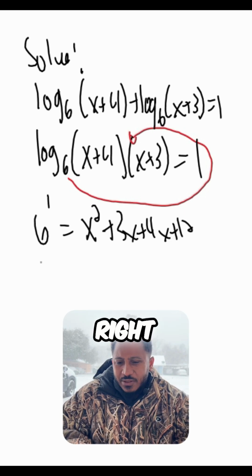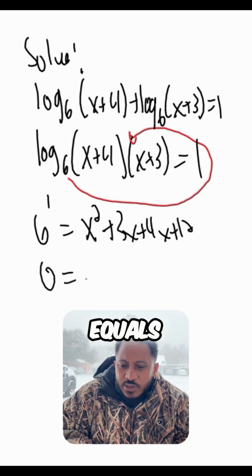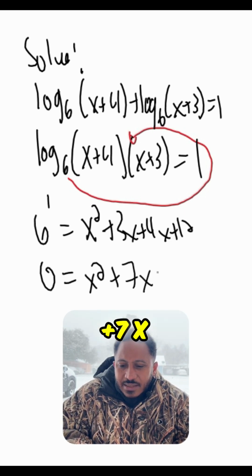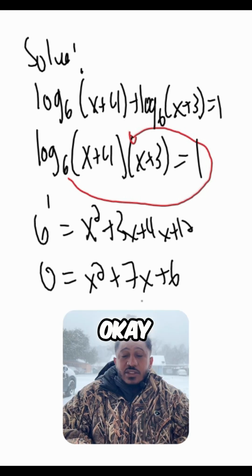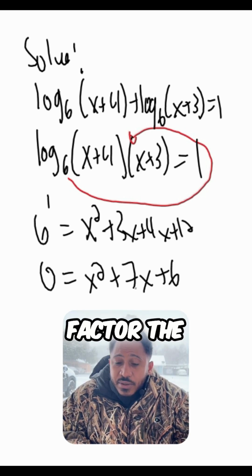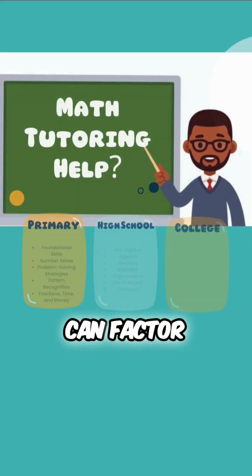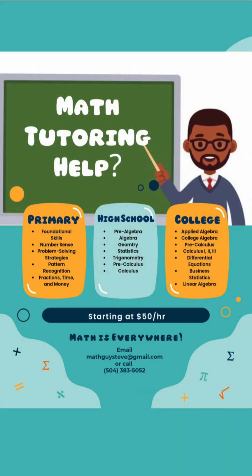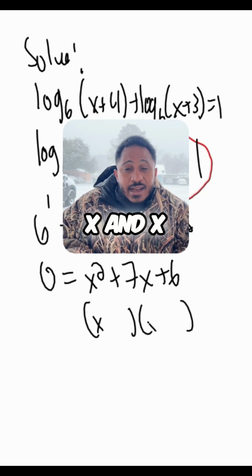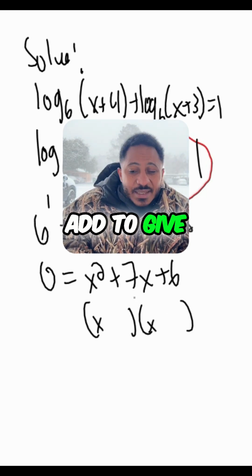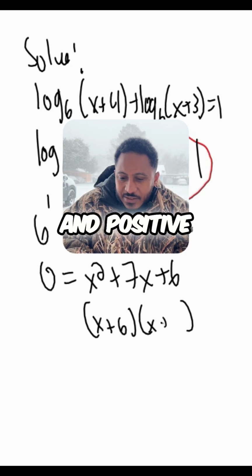We know how to solve those, right? So getting 0 on one side, we get 0 equals x squared plus 7x, and then subtracting 6, we get plus 6. Okay. And so now, with 0 on one side, we factor the other side. This right-hand side, we can factor by double bubble. X and x, and numbers that multiply to give me 6, add to give me 7. So that's positive 6 and positive 1.